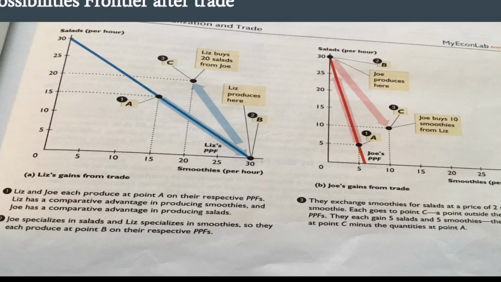They gain 5 salads and 5 smoothies. That is the quantities at point C minus the quantities at point A.